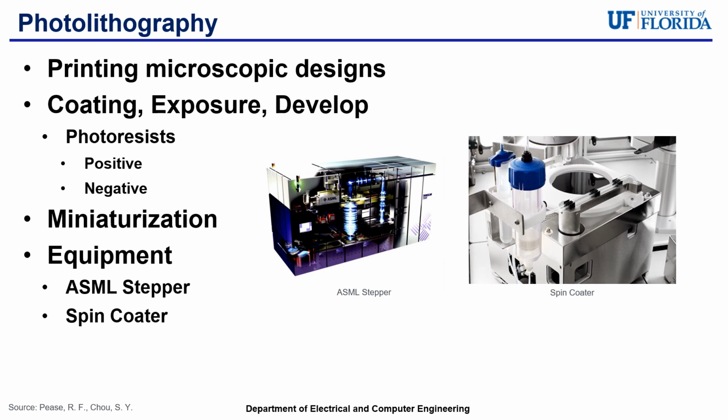Miniaturization is a significant aspect of photolithography. It allows for the creation of very small and complex patterns necessary for modern electronics. The specialized equipment used in photolithography includes an ASML stepper, which is a machine that precisely controls the light exposure through the mask onto the wafer. Along with that, a spin coater can be used, which is typically used to evenly spread the photoresist across the wafer.